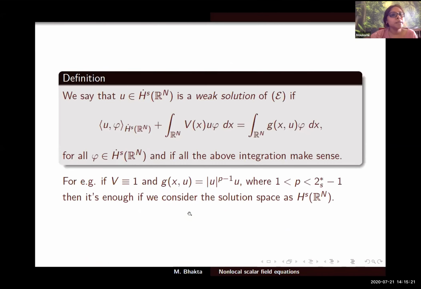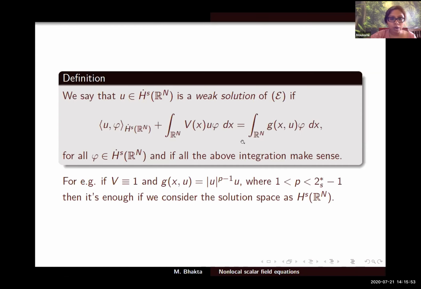So now I'm in a position to define the weak solution of the equation (E), the scalar field equation, which I just wrote. What do I mean by the weak solution of that equation? We say that u in \dot{H}^s(R^n) is a weak solution if this variational formulation holds: the inner product of u and phi in \dot{H}^s(R^n) plus the integral of V(x) u phi equals the integral of g(x, u) phi dx. This should hold for every phi in \dot{H}^s(R^n), and if all this integration makes sense.